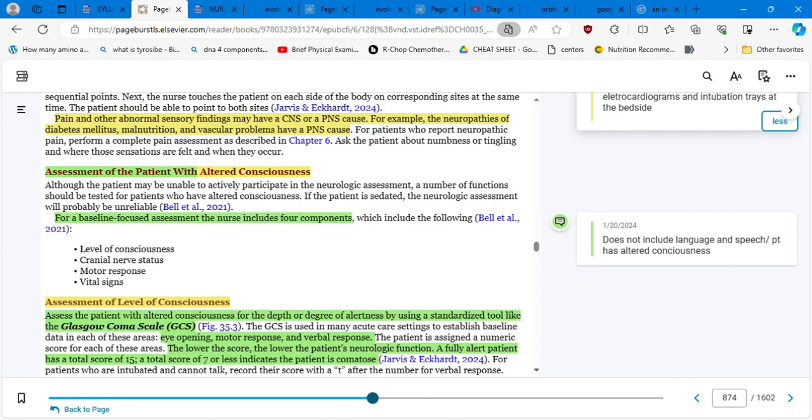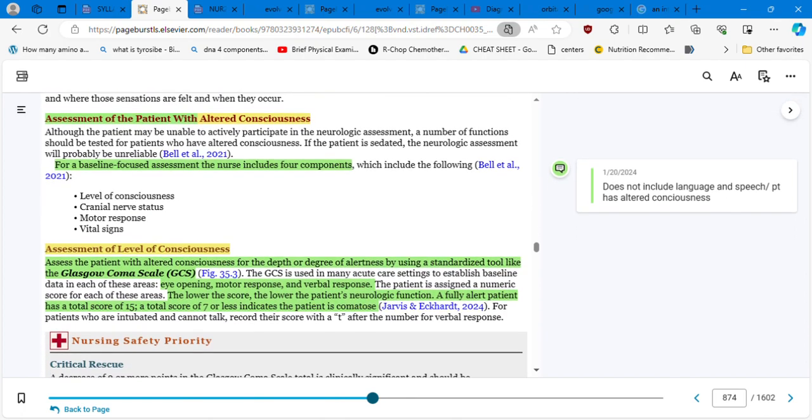Okay, assessment of the patient with altered consciousness. So now we switch from the alert patient to the patient whose level of consciousness is altered. So for a baseline focus assessment, the nurse includes 4 components instead of 5, right? So they are going to include the level of consciousness, the cranial nerves, motor response, vital signs. In this assessment, we are not going to assess language and speech. The patient is having altered consciousness, right?